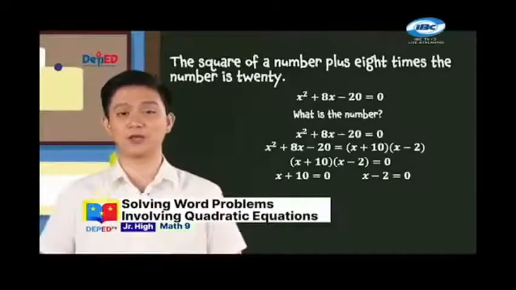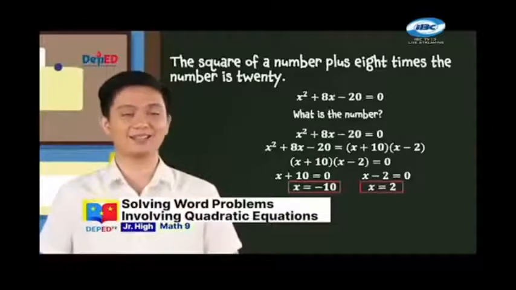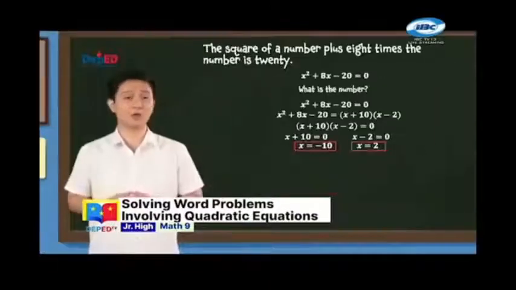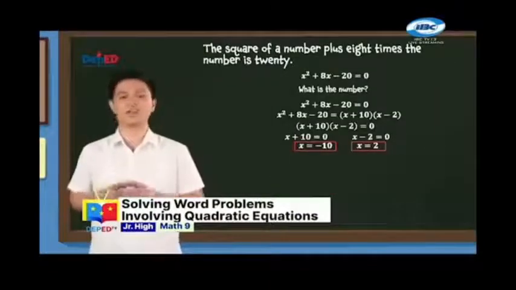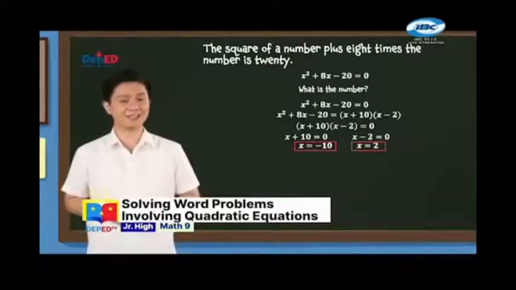Equating each factor to 0, we must arrive at these values of x, negative 10 and 2. And since there are no indicated or implied restrictions for the value of x, both -10 and 2 are the answers to the question. Any doubt?